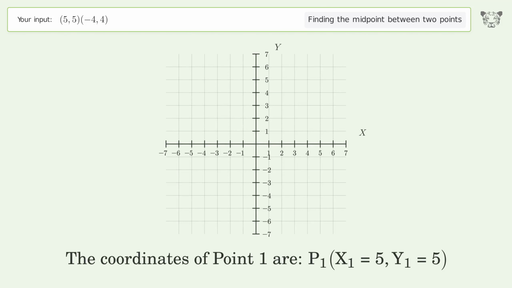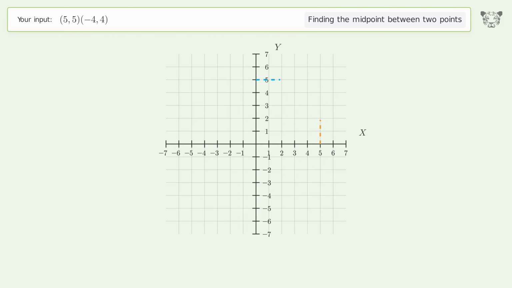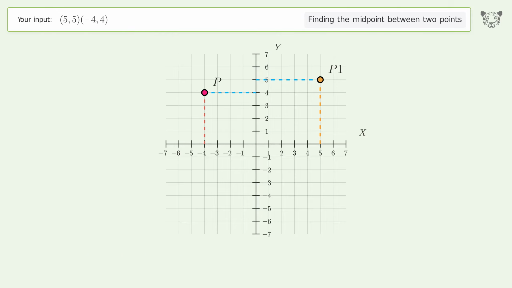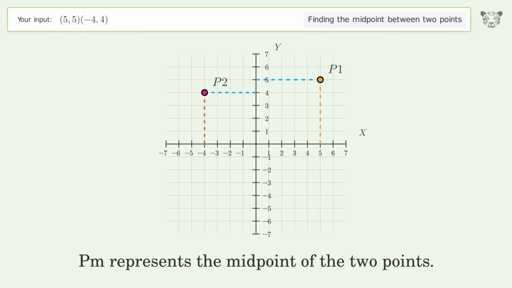The coordinates of point 1 are x1 equals 5, y1 equals 5. The coordinates of point 2 are x2 equals -4, y2 equals 4. PM represents the midpoint of the 2 points.